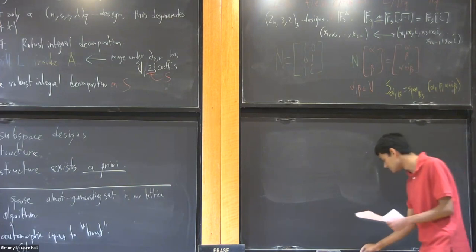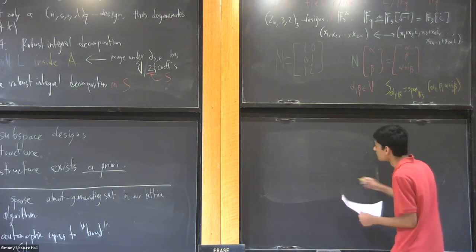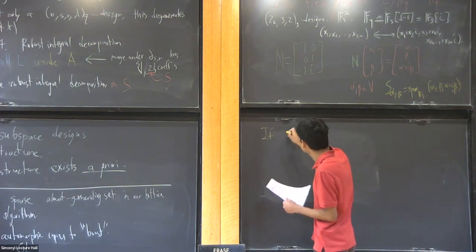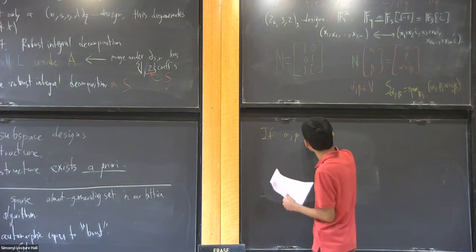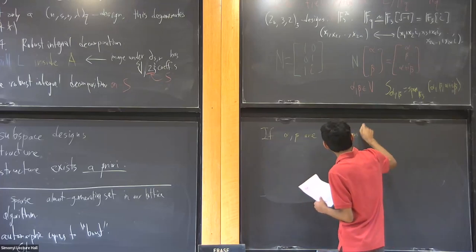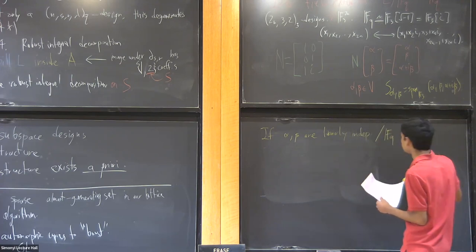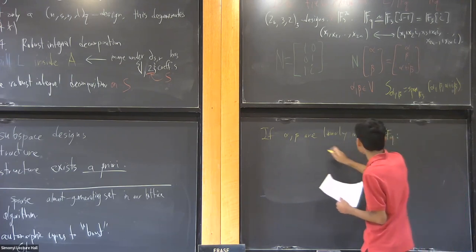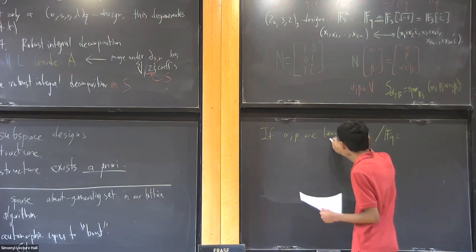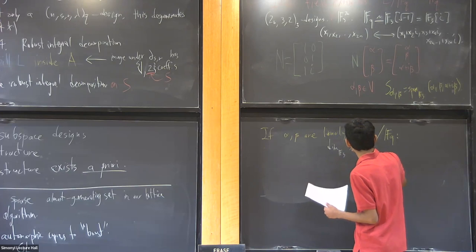So perhaps specifically, I guess we can write, if alpha and beta are linearly independent over F9, then in over F3 plus alpha beta.